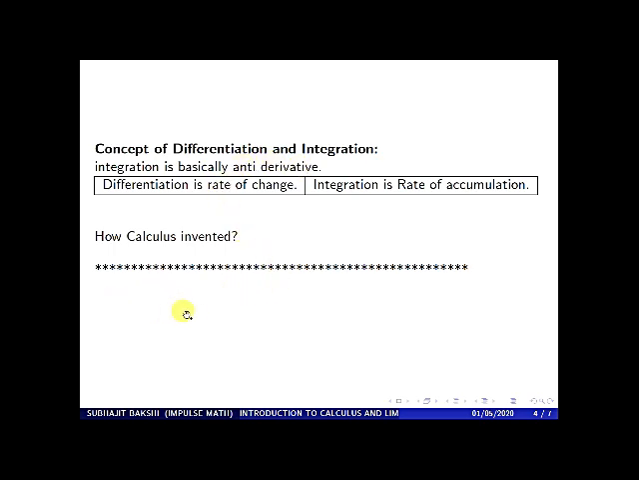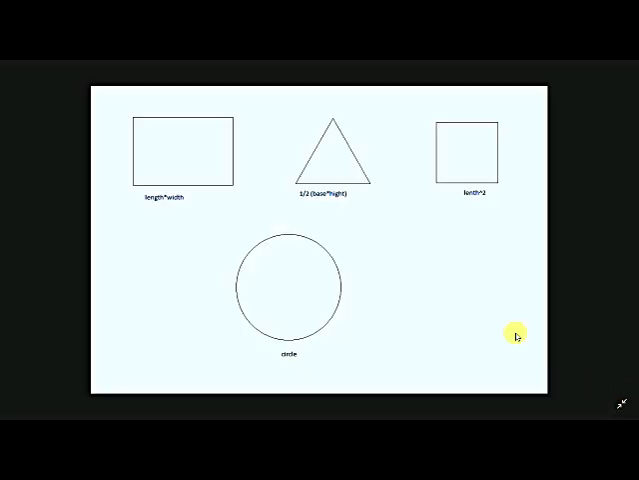So now, how was calculus invented, or why is calculus actually needed? We all know that necessity is the mother of invention. At the time when calculus was not there, the area of well-shaped regions could be found. Area of a rectangle is length into width. Area of a triangle is half base into height. Area of a square is length squared. But there is a mystery about the area of a circle. Actually they all struggled with this mystery. Then there is a conception, so let's check it out.